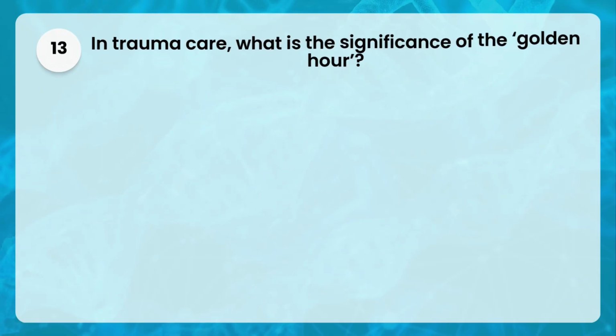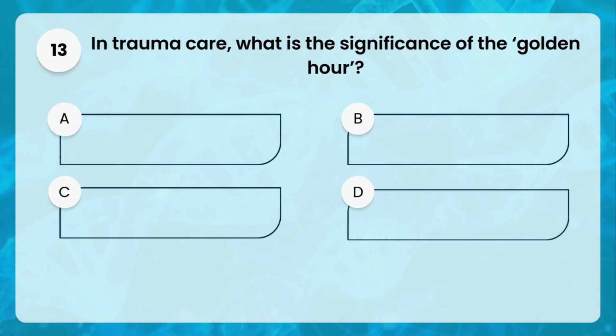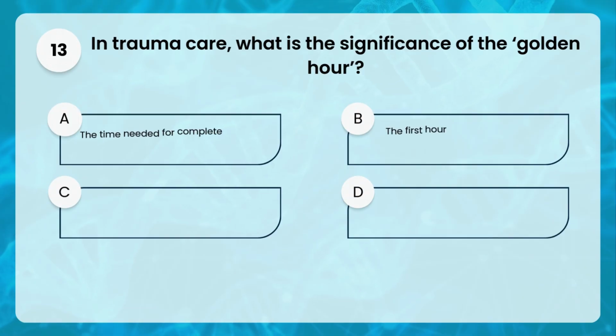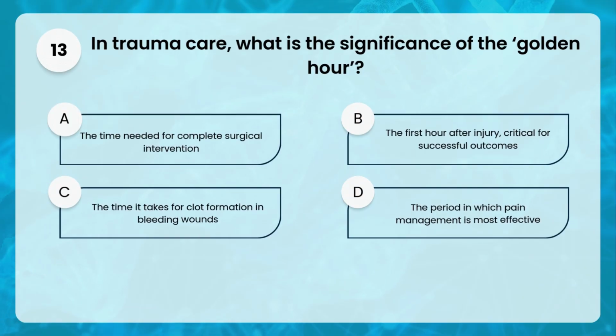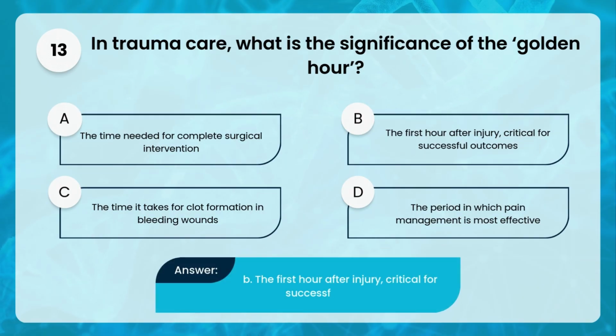Number 13. In trauma care, what is the significance of the golden hour? A. The time needed for complete surgical intervention. B. The first hour after injury, critical for successful outcomes. C. The time it takes for clot formation in bleeding wounds. Or D. The period in which pain management is most effective. The answer is B. The first hour after injury, critical for successful outcomes.